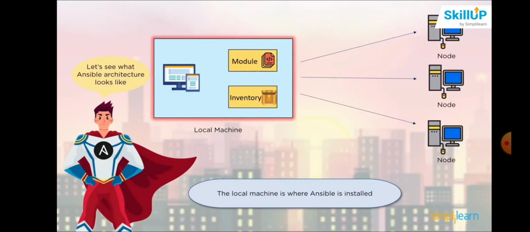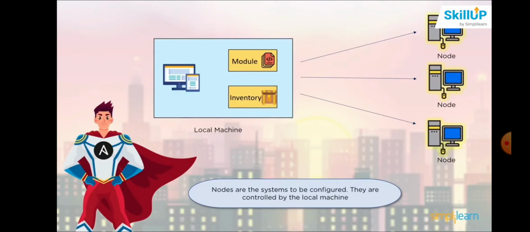Ansible has two main components. You have the local machine and you have your node or the client machine. The local machine is where the system administrator sits. He or she installs Ansible here. And on the other end, you have your node or the client systems. In case of Ansible, there's no supporting software installed here. These are just the systems that require to be configured, and they are completely controlled by the local machine.